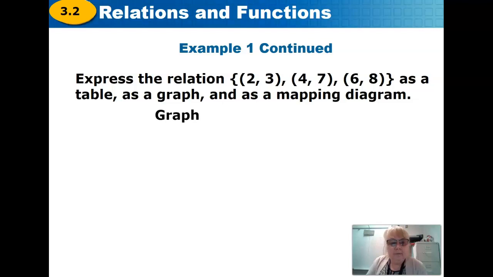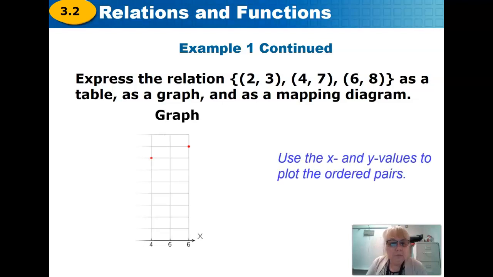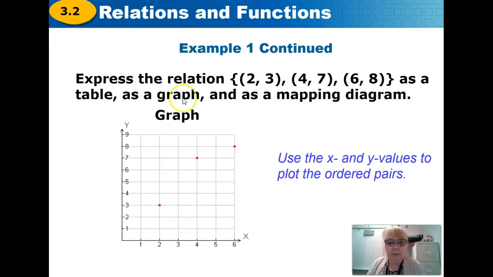As a graph. So we're going to plot the ordered pairs. And again, this will be discrete because we have ordered pairs. We just have dots. So 2, 3, and then the next one is 4. So go over to 4 on x and up to 7 on y. And then go over to 6 and up to 8 to get your third one. And that's all we need to do there. Make sure that you're not trying to plot 2 points for one coordinate pair. There's only 1 point associated.